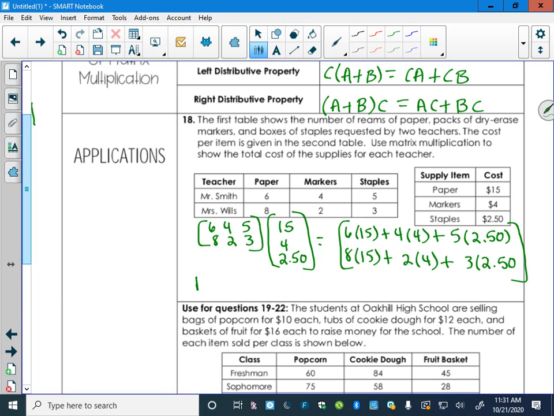Okay, the final answer. We'll talk about Mr. Smith first. This is the total amount that he spent. Punch this in, you'll get your result, which is $118.50. Mrs. Willis, we can take the second row, punch those in the calculator, add up, get the total that she would have spent, which is $135.50. So matrices can be used in real life.